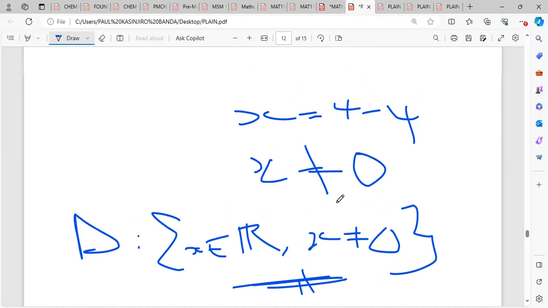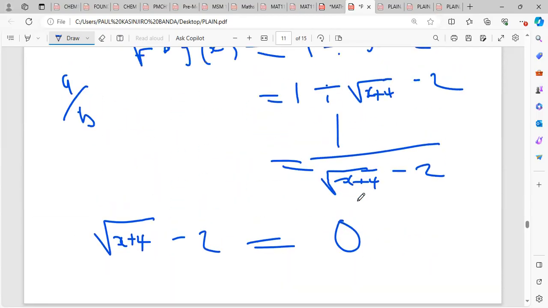Because when x is 0, what will happen to the function? If I put 0 where there's x, it means under the root there I'll only have a 4. What is the square root of 4? The square root of 4 is 2. Meaning on this part here, I have 2 minus 2. 2 minus 2 is equal to 0.